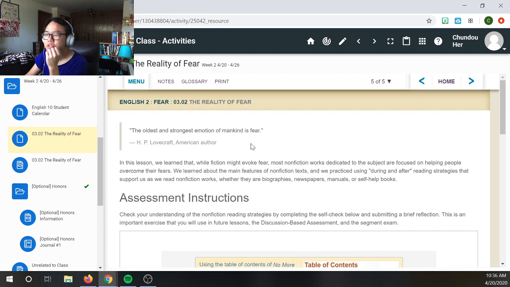Alright, so the oldest and strongest emotion of mankind is fear. H.P. Lovecraft, ooh, very good author. And writes a lot of horror books actually.